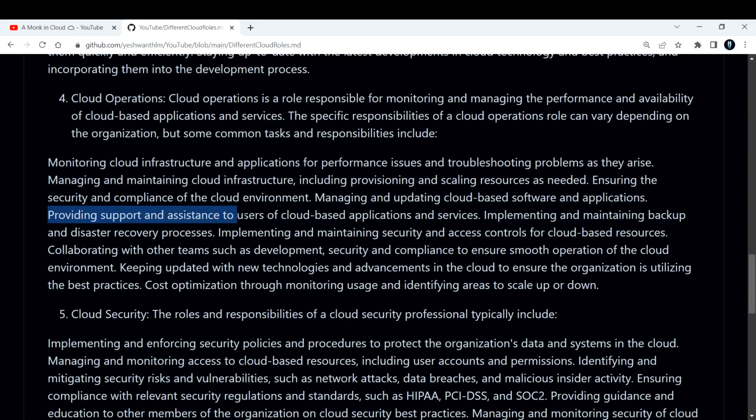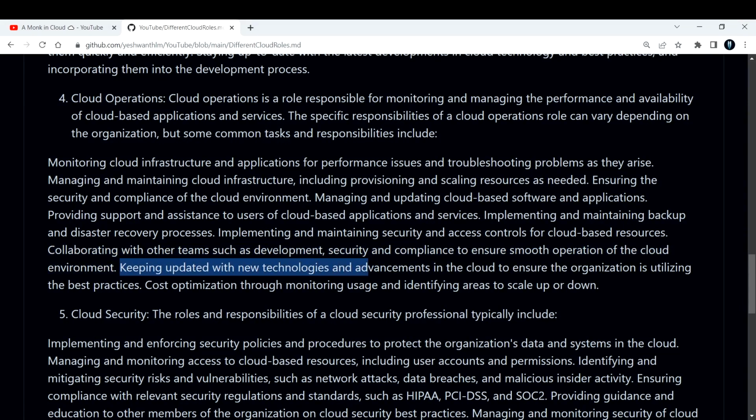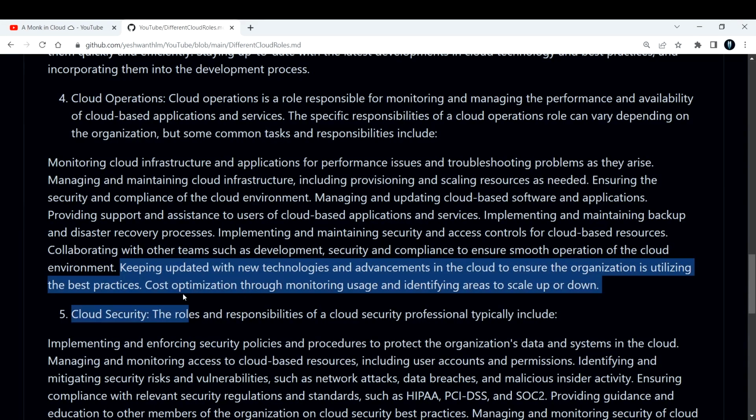Providing support and assistance to users of cloud-based applications and services, implementing and maintaining backup and disaster recovery processes is your role too. Next, implementing and maintaining security and access controls for cloud-based resources is also your role. So you need to collaborate with other teams such as development, security, and compliance to ensure smooth operations of the cloud environment. Keeping updated with new technologies and advancements in the cloud to ensure the organization is utilizing the best practices.